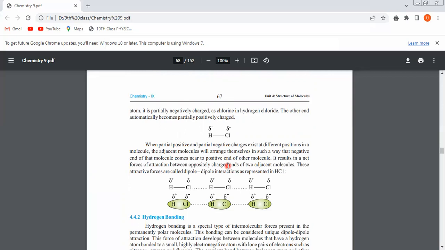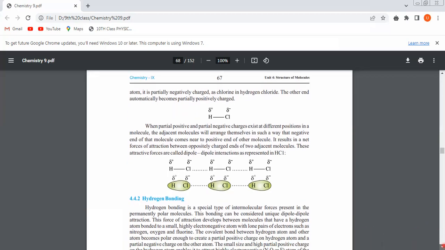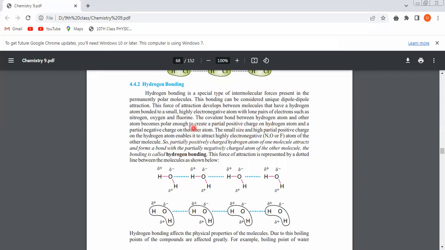Hydrogen bonding is a special type of intermolecular force present in permanent polar molecules. This bonding can be considered an ionic dipole-dipole attraction. This force of attraction develops between molecules that have a hydrogen atom bonded to a small, highly electronegative atom with a lone pair of electrons, such as nitrogen, oxygen, and fluorine. The covalent bond between the hydrogen atom and the other atom becomes polar enough to create a partial positive charge on the hydrogen atom and a partial negative charge on the other atom.